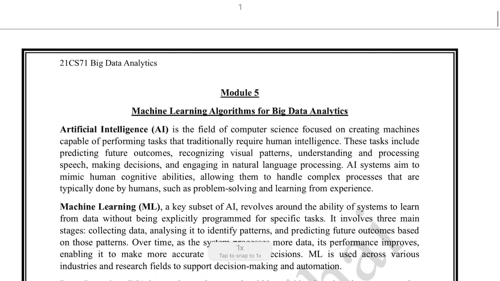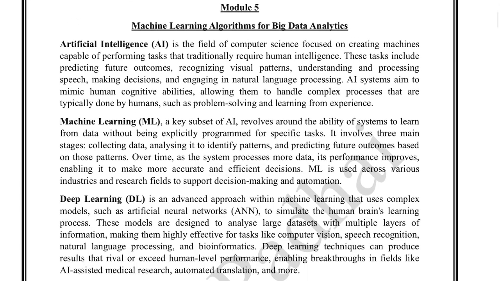Module 5 mainly deals with all the machine learning algorithms for your big data analytics. So first, before starting with the module, we have some basic definitions. What are they? First is artificial intelligence, AI, what is ML, and what is deep learning. So artificial intelligence, in the field of computer science, mainly focuses on performing tasks that traditionally require human intelligence. That means with AI you need human intelligence to get a job done.